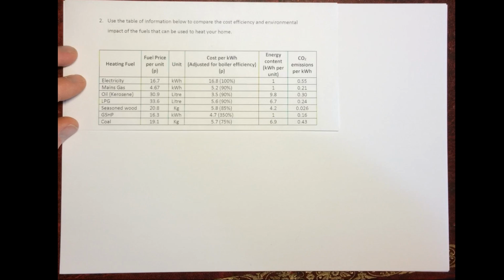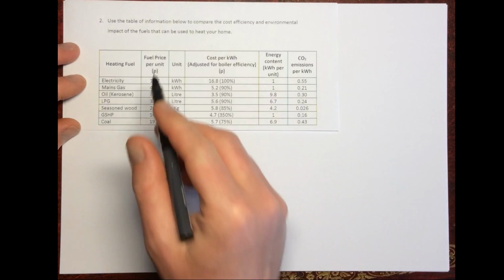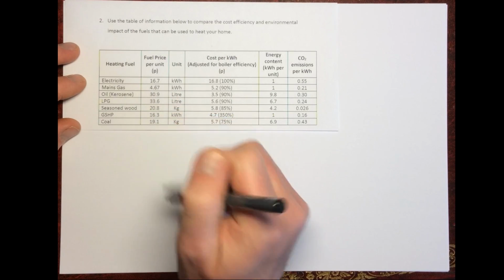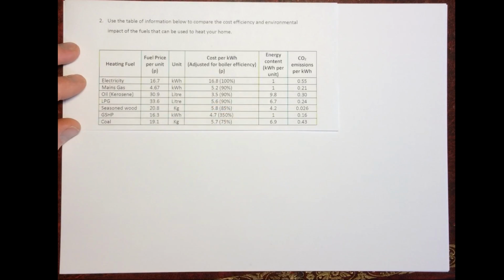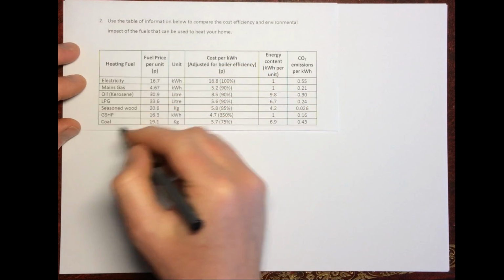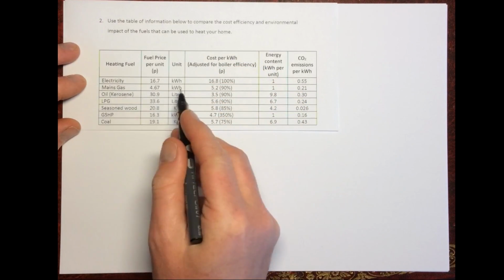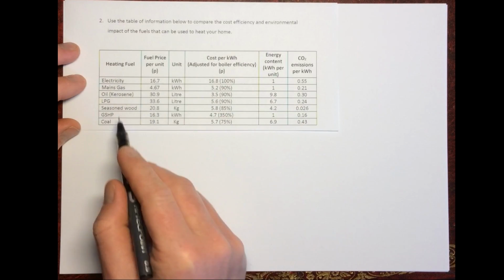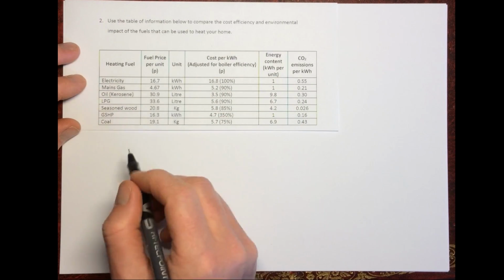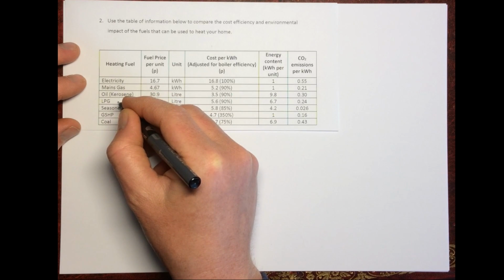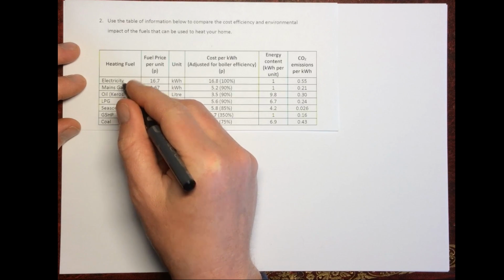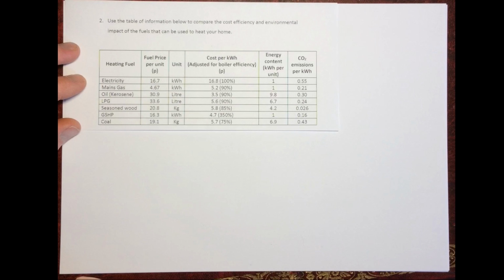Okay, so the question here then is, we're going to compare the cost efficiency and environmental impact of the different fuels used to heat your home here. So firstly, let's talk about cost efficiency. So we're given the fuel price per unit in this column. We're given the unit in this column. And what you'll notice is the unit of each of these fuels is different. Electricity is measured in kilowatt hours, gas is measured in kilowatt hours, oil is measured in litres, LPG is measured in litres. LPG is liquefied petroleum gas. These are both liquids. Gas is obviously a gas. Electricity is neither solid, liquid or gas. It just travels through cables to your home.